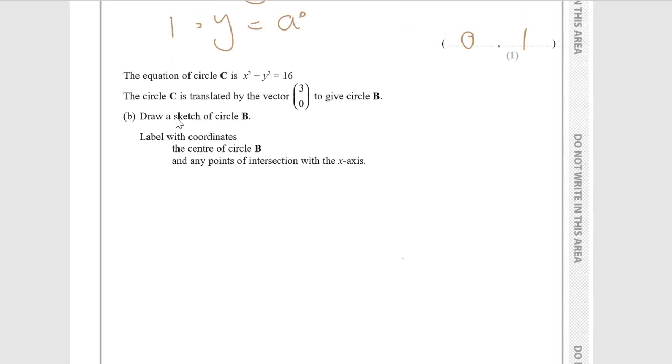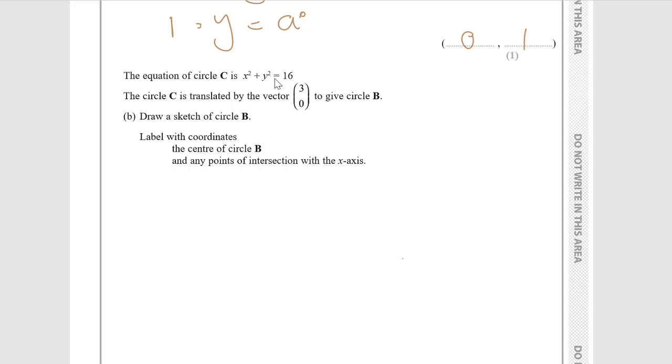The next part says that the equation of the circle C is x squared plus y squared equals 16. The circle C is translated by the vector (3, 0) to give circle B. Draw a sketch of circle B. Label with coordinates the center of circle B and any points of intersection with the x-axis.